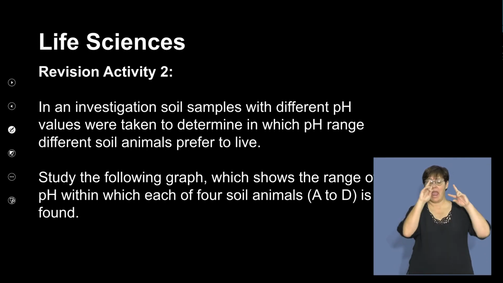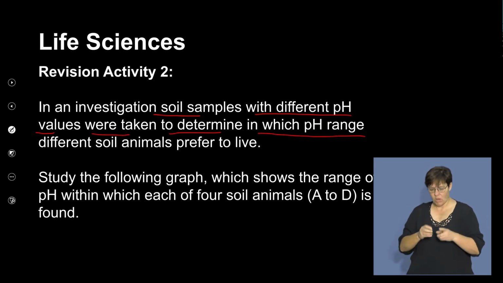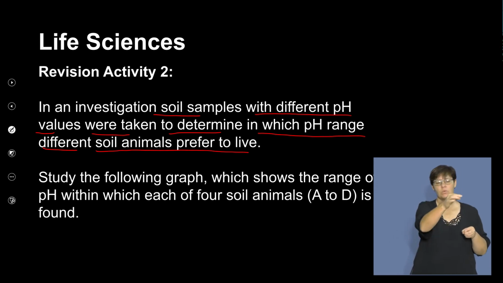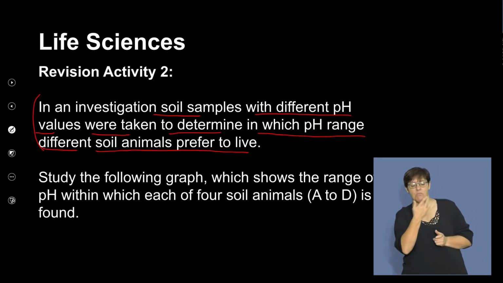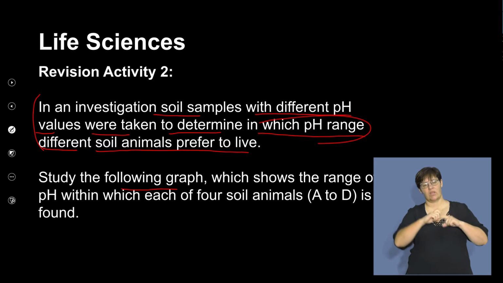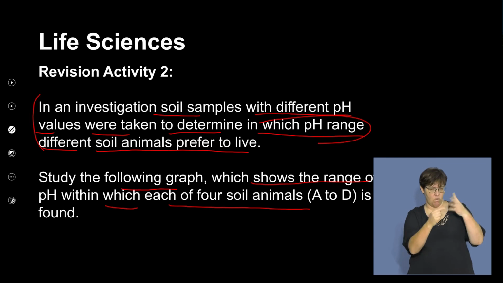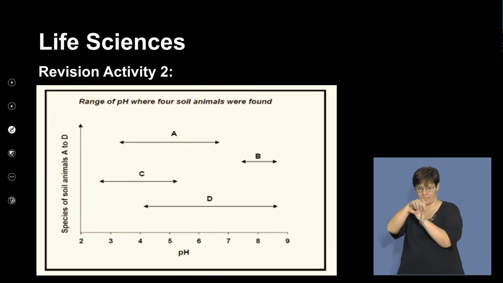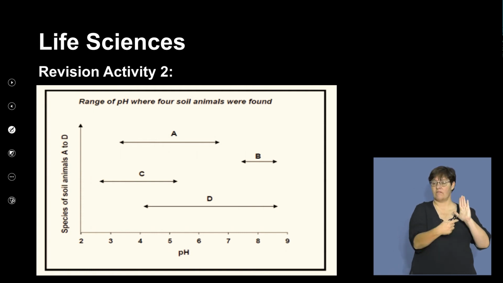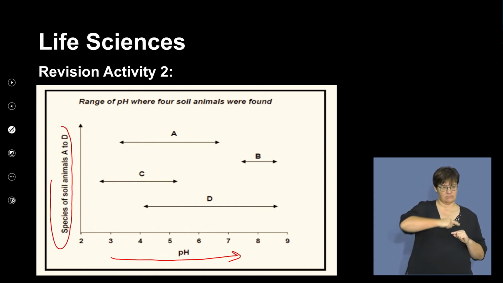In an investigation, soil samples with different pH values were taken to determine in which pH range different soil animals prefer to live. That's essentially the context of this experiment, where soil samples were taken with different pHs to determine at which pH range the different soil animals would prefer to live. Study the following graph on the next slide, which shows the range of pH within which each of the 4 soil animals were found. On the next slide, we've got a graph that illustrates a pH range on the x-axis, and it shows you the species of soil animals A to D.